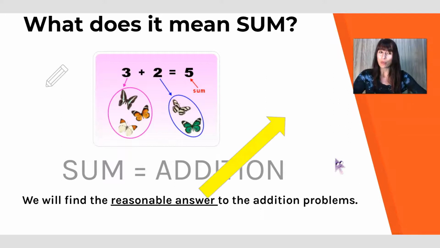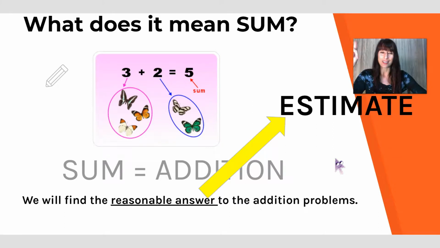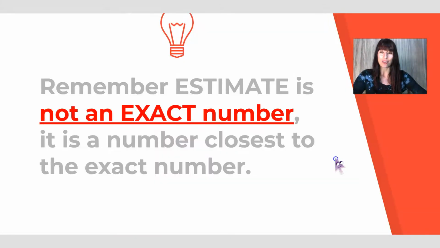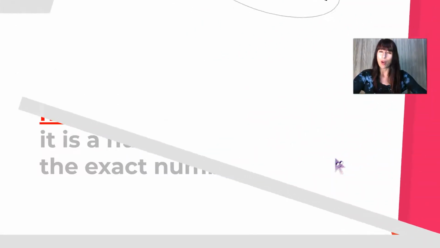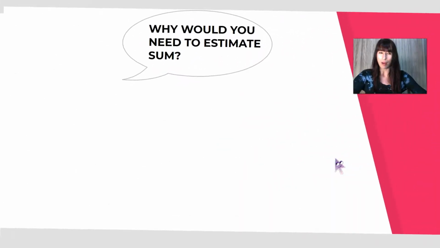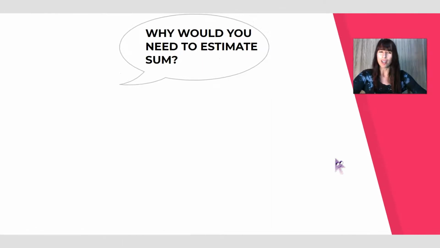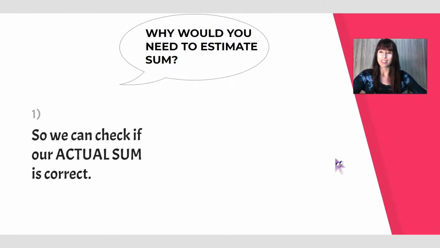And you know, when you hear the word reasonable answer, that means we're talking about estimate. We are estimating. That is reasonable answer. Now remember, estimate is not an exact number. It is a number closest to the exact number. Now, why would you need to estimate sum? Why would we even learn how to do this? Well, guess what? Number one reason is that it will help us to check if our actual sum is correct.